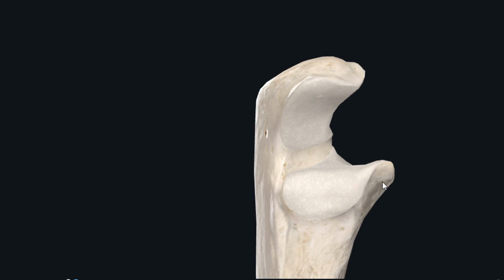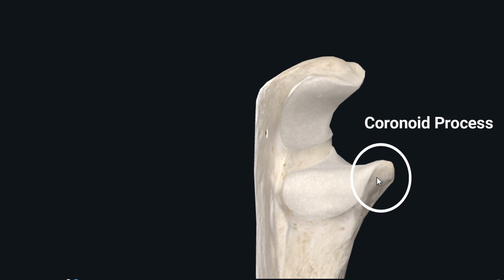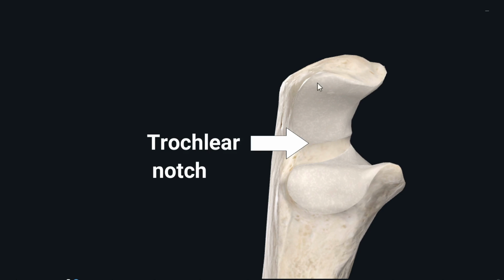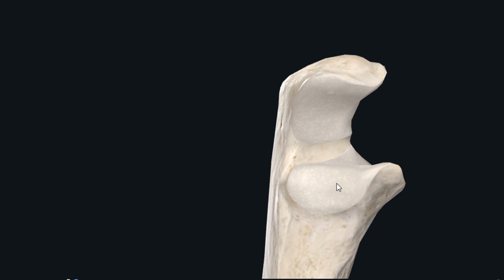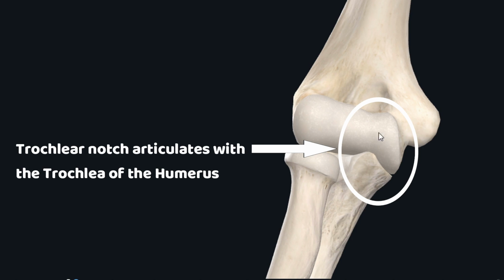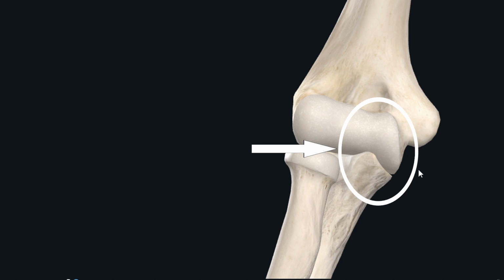This anterior projection forming the inferior end of this hook-like proximal end of the ulna is the coronoid process. It contributes to the formation of this notch known as the trochlear notch, which is a large crescent-shaped notch on the anterior aspect of the proximal end of the ulna. The trochlear notch articulates with the trochlea of the humerus, as you can see.